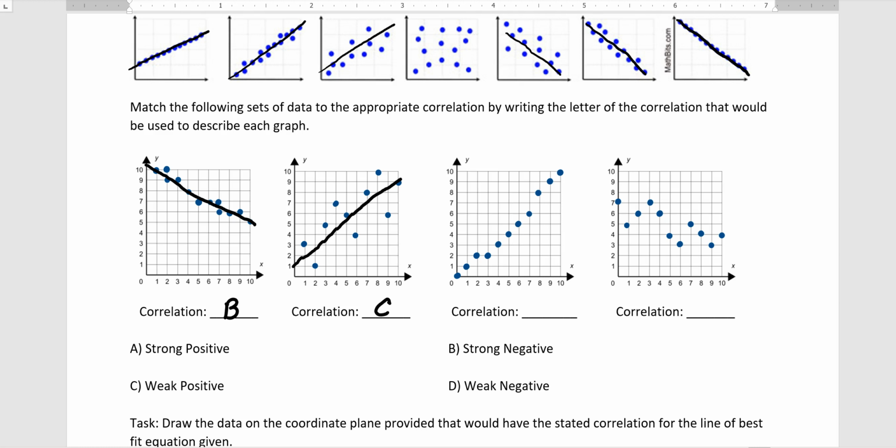Next one here, very easy to draw a line of best fit. I can really just split those right down. All my data points very close, positive correlation. So we're going to say A, that's a strong positive.